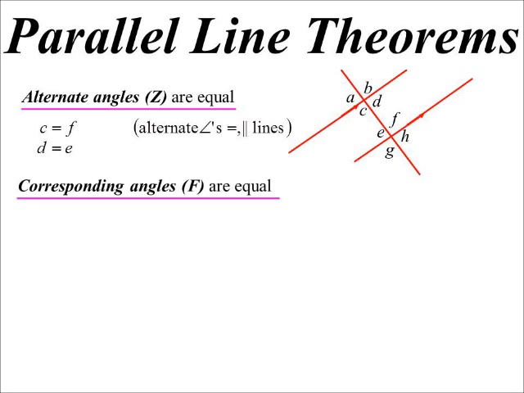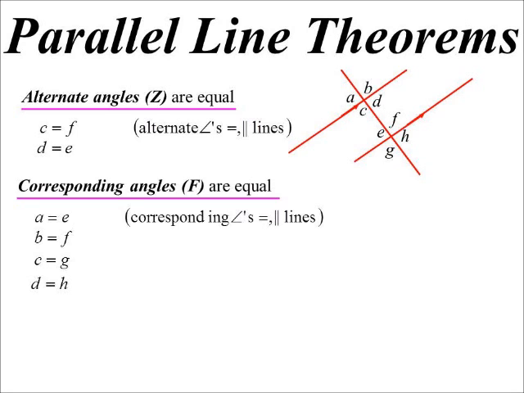Okay, the corresponding ones, I was told they were the F angles. So if you form an F, again, it could be upside down and backwards and what have you. So A and E would be corresponding, B and F, C and G, and also D and H.